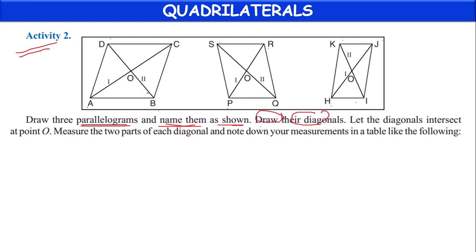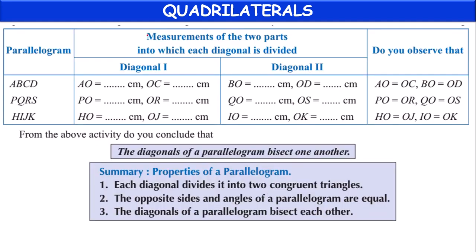Diagonals means the lines joining opposite vertices, which are not adjacent. The line joining opposite vertices is called a diagonal. AC is a diagonal, BD is a diagonal. QS is a diagonal, PR is a diagonal, KI is a diagonal, HJ is a diagonal. Measure the diagonals and tabulate them like this.